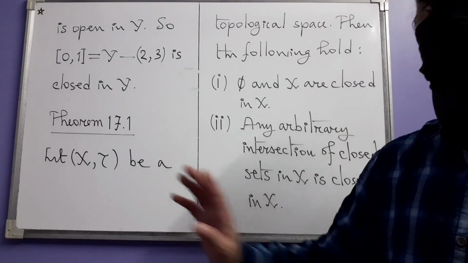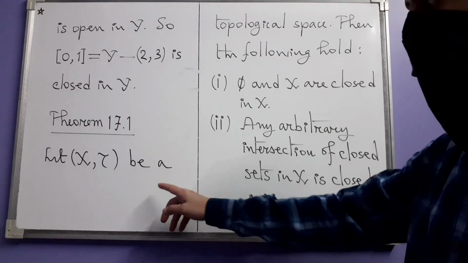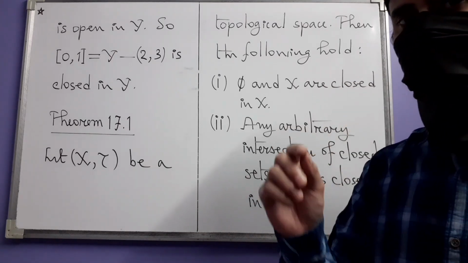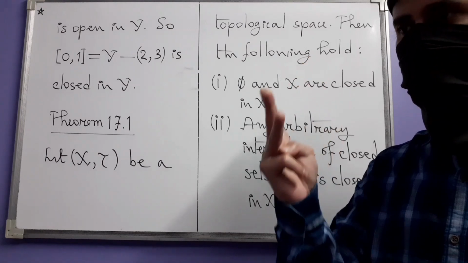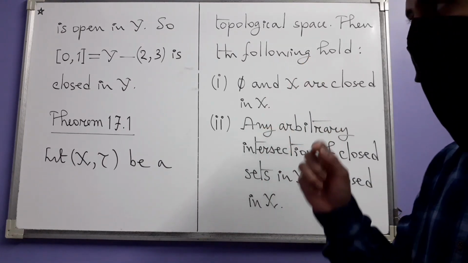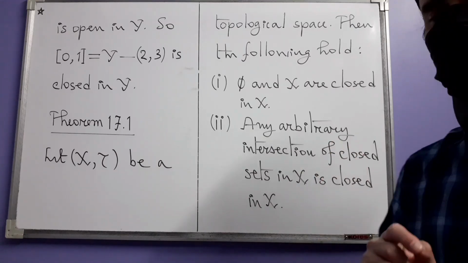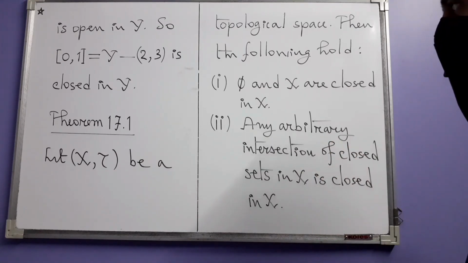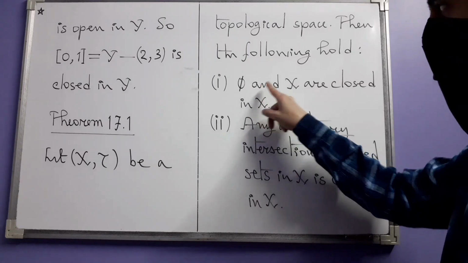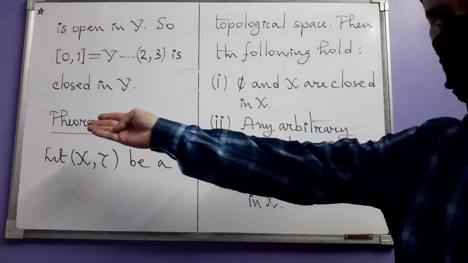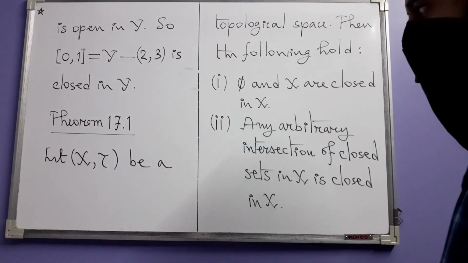Next we have theorem 17.1. Let (X, tau) be a topological space, then the following hold. You recall the definition of topology. There you have three conditions which define open sets in a topological space. Similar properties are also satisfied by closed sets. Not exactly the same, but similar. The first of which is that the empty set and X are always closed in X. Actually, this is what we saw just now in that note.